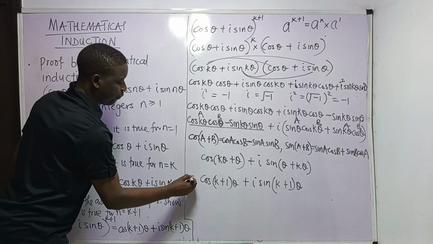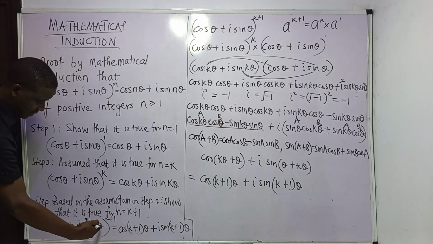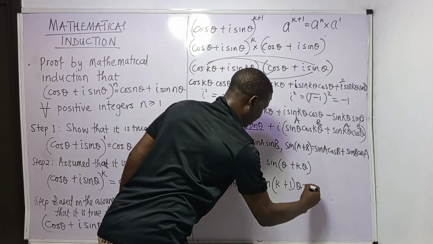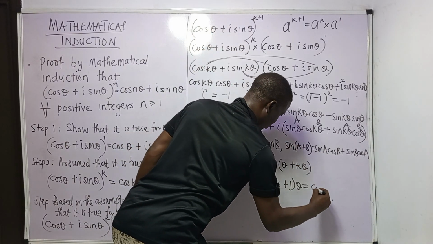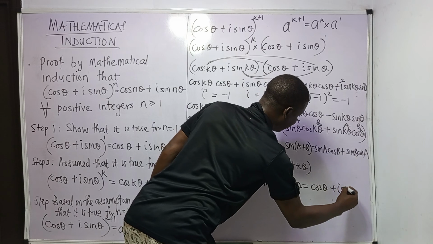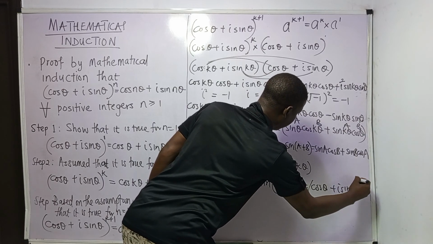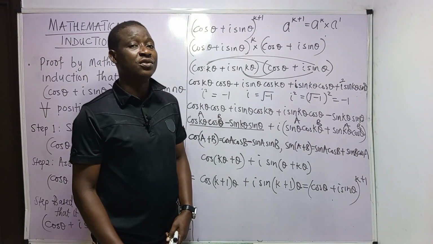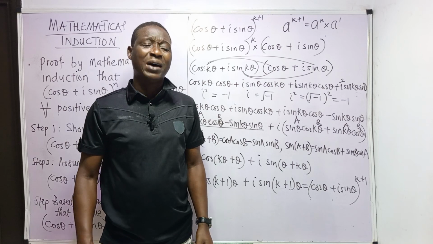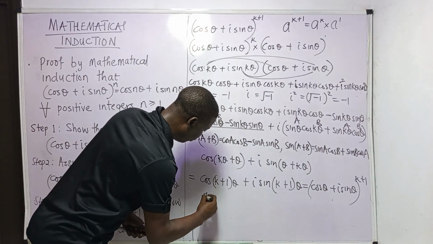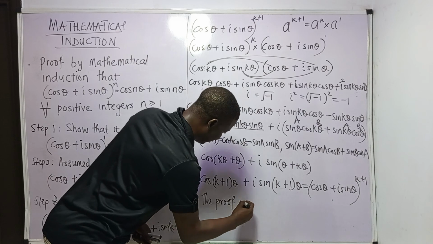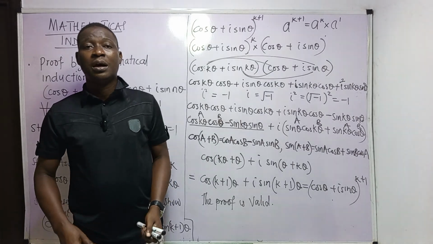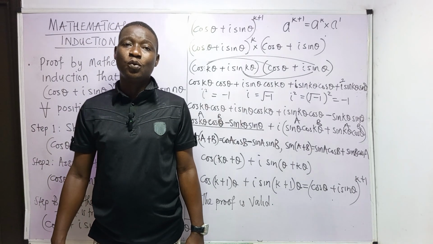Now, what we have proved is that what we started with is the same thing as cos θ plus i sin θ all raised to power k plus 1. That was the assumption. So this theorem is not an assumption again. It is now valid. So the proof is valid. We have proved the correctness of the equation, and I believe that you enjoyed the class. Thank you. God bless you.